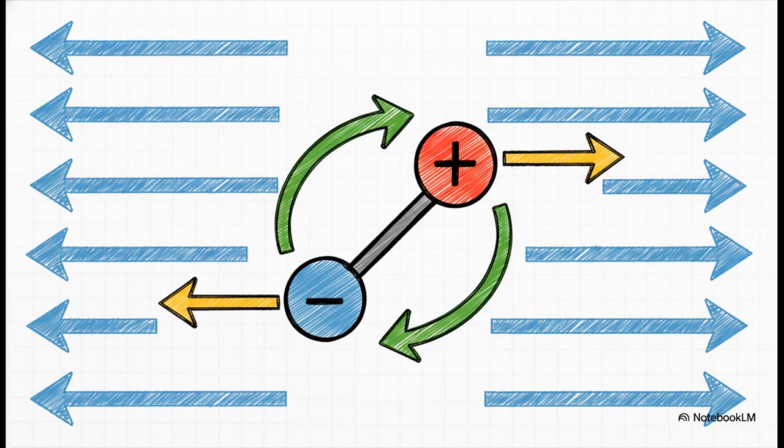Now, here's where it gets cool. What happens if you take this dipole and stick it inside a bigger, uniform electric field? Well, the field is going to pull on the positive end and push on the negative end. This creates a twisting force, a torque, that tries to spin the dipole and line it up perfectly with the field. It's almost exactly like how a compass needle tries to align itself with the Earth's magnetic field.